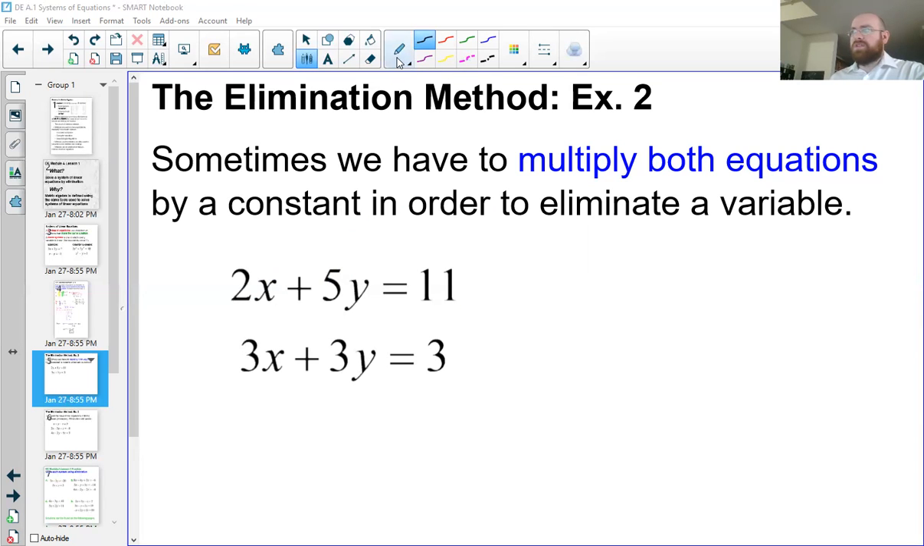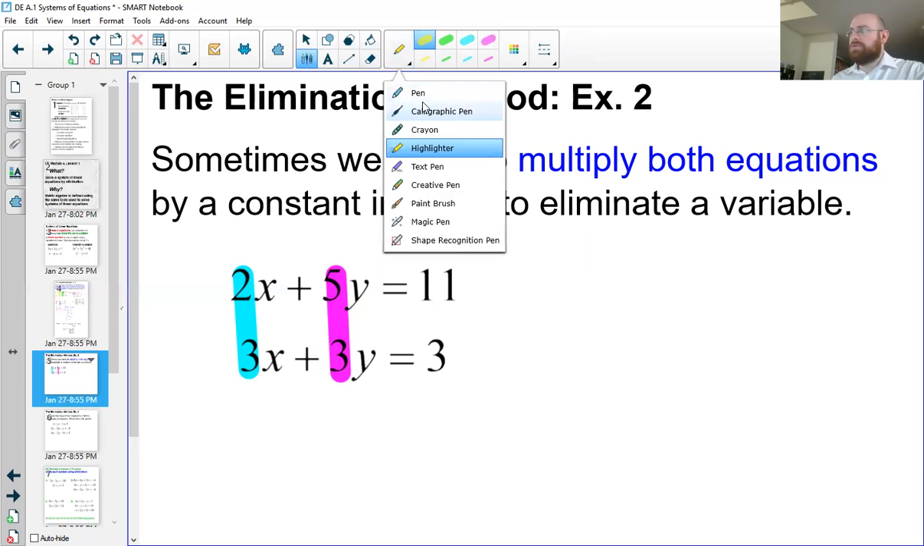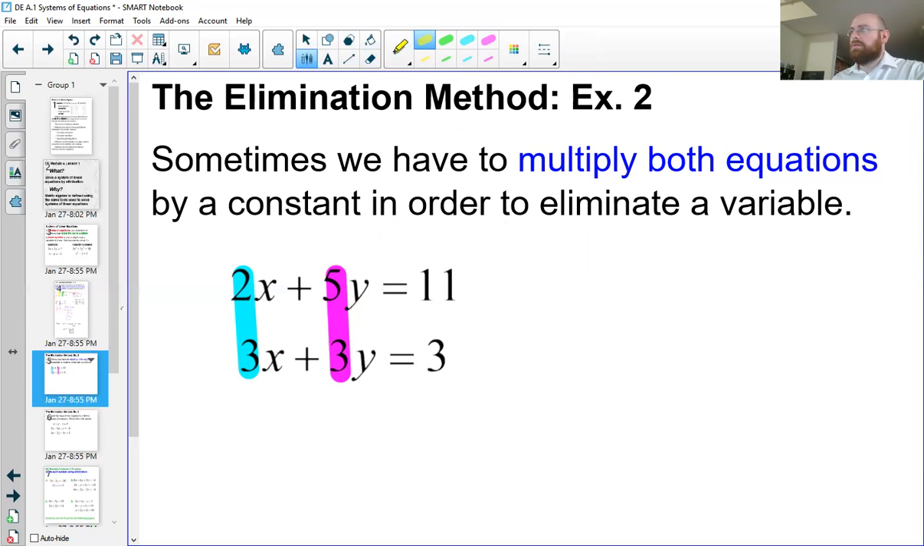So if we were to do the same kind of variable comparison that we did last time with our coefficients, we could see, let me change back to a pen. Sometimes I think faster than my computer will let me change tools. So computer, what's going on? There we go.